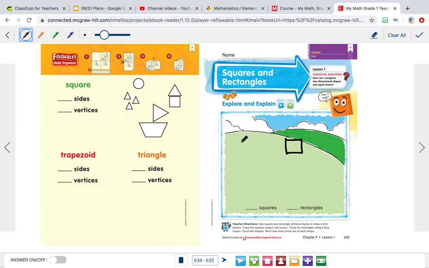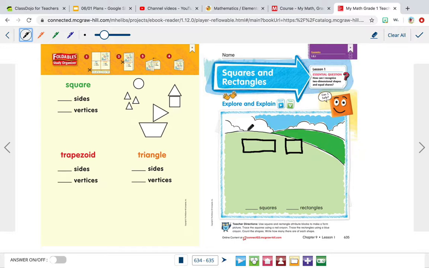And with a rectangle, you don't have to make sure all the sides are equal. With the rectangle, this side is long, this side is long, but this side is short and this side is short. So that's the difference. With a square, it's more like a box and all the sides are equal. But on a rectangle, there are two sides that are very long and two sides that are short.